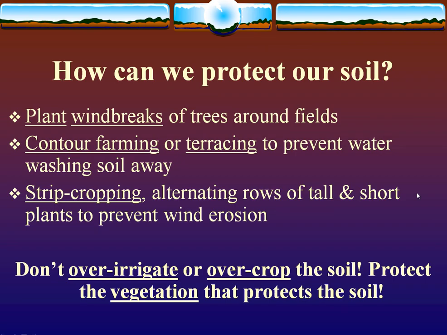How do we protect it? Three major ways. Plant windbreaks of trees around fields. These help slow down the wind and thus slow down erosion. Contour farming, or terracing, helps to prevent the soil from washing away. Or strip cropping, alternating rows of tall and short plants. The major key is not to over-irrigate, overwater, or overcrop the soil. You protect the vegetation that protects the soil.